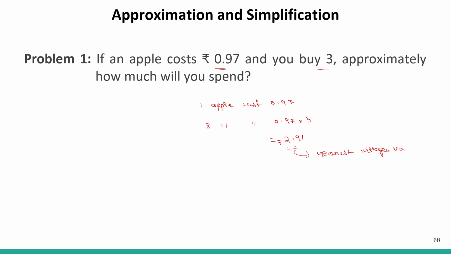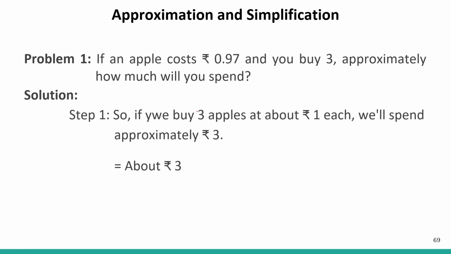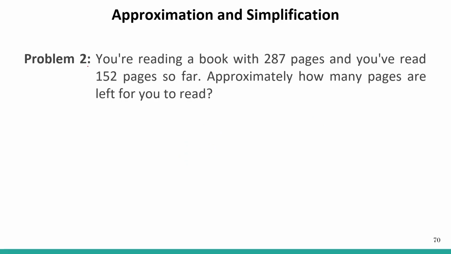How do we approximate the decimal part? We see the first decimal digit, that is 9 here. Is 9 greater than 5 or less than 5? Since 9 is greater than 5, we have to add 1 to the integer value, so it will be approximately 3.00. So I'll be spending approximately 3 rupees. If we buy 3 apples at about 1 rupee each, we'll spend approximately 3 rupees.